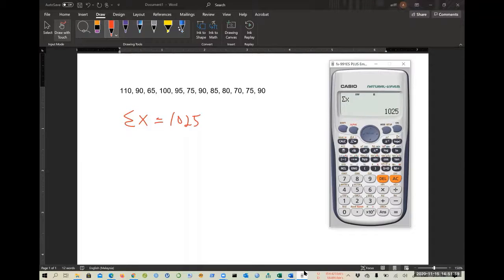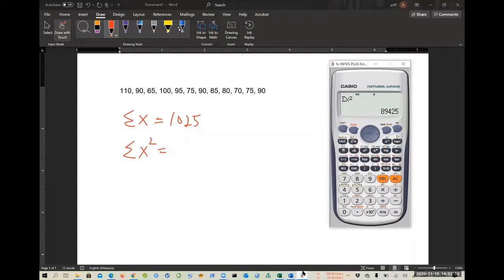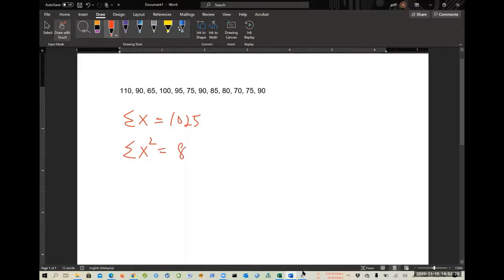So you want the second one, you want summation of x squared. So shift number 1, number 3, and then x squared will be number 1, so equal sign. So you have summation of x squared is equal to 89425. Okay, 89425.